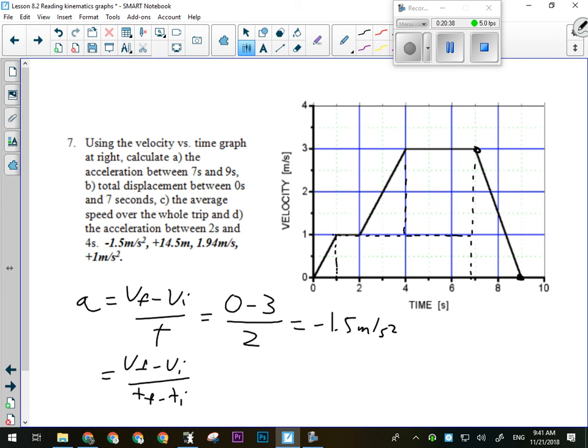Okay, for part B, we want to find the total displacement now between 7 and 9 seconds. So that means finding the areas of all these shapes. Our first triangle here is 1 high by 1 wide, so it has an area of 0.5. This rectangle here runs from 1 second to 7 seconds and is 1 high, so it's got an area of 7 meters. This triangle here is 2 high by 2 wide. So it's going to have an area of 4. No, sorry, it's going to have an area of 2. Sorry, 2 times 2, yeah, it's going to have an area of 2.